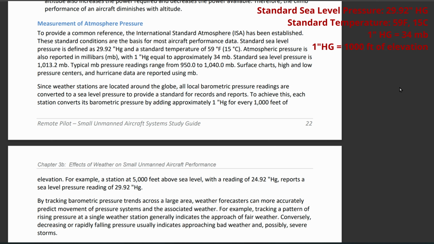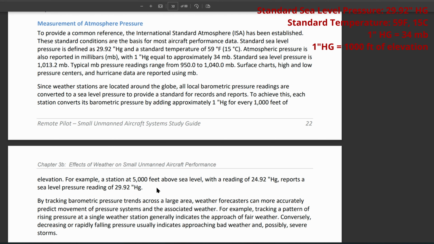Now we go back to Hg. 1 Hg is equal to 1,000 feet of elevation. So if we look at this example right here, remember the standard sea level reading is 29.92. If a station is at 5,000 feet, remember 1 Hg is equal to 1,000 feet. So instead of 29.92, this station is going to report a pressure of 24.92 Hg.